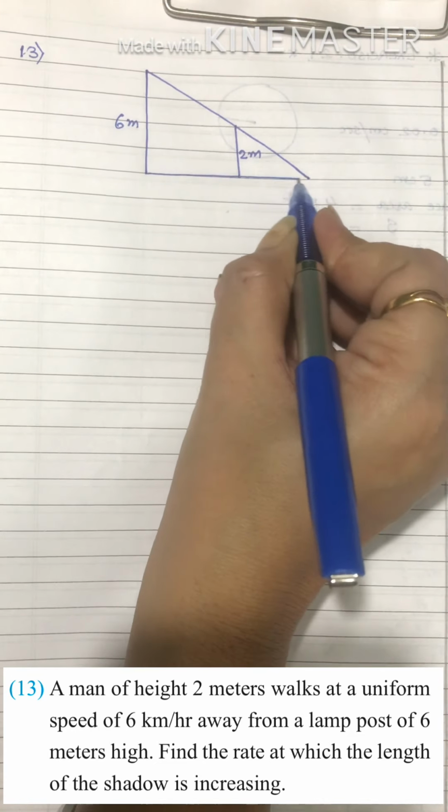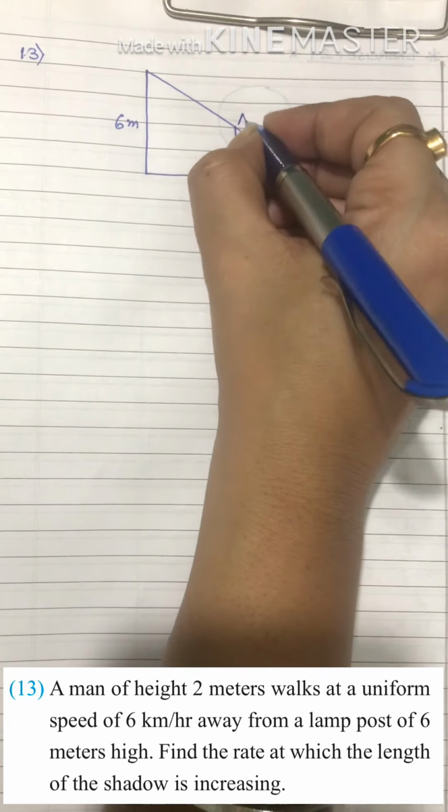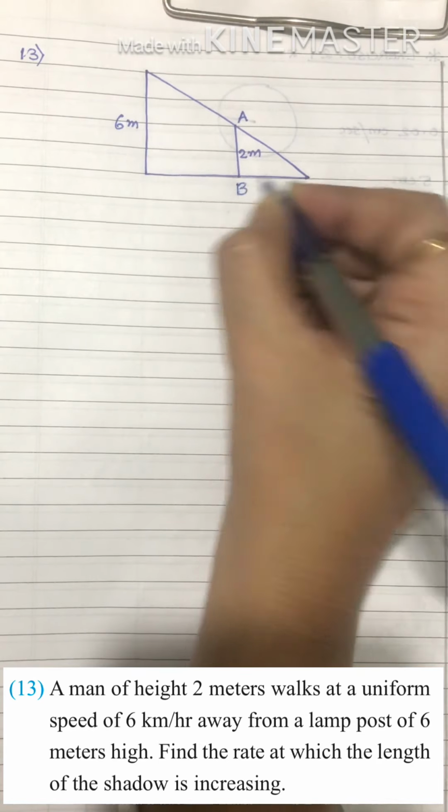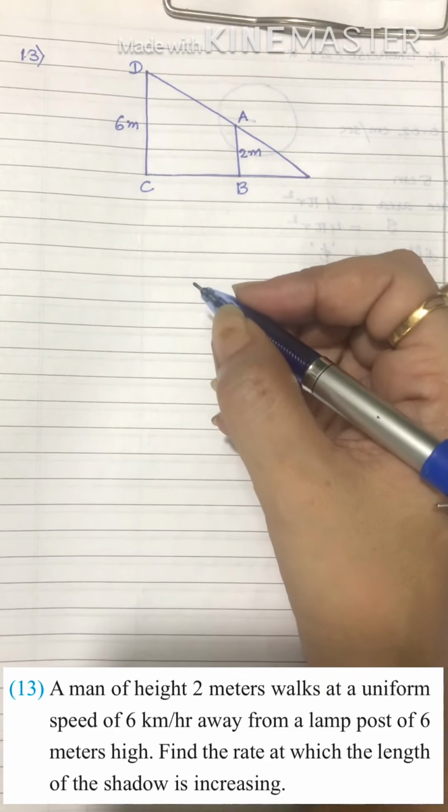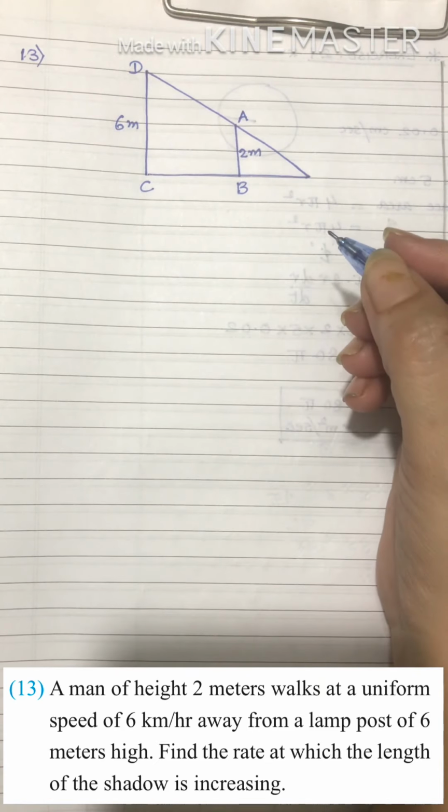Now let's name the figure so that it is convenient for us to solve the sum. I write A, B, C, D. This we will be needing. So let's see how to solve this sum.